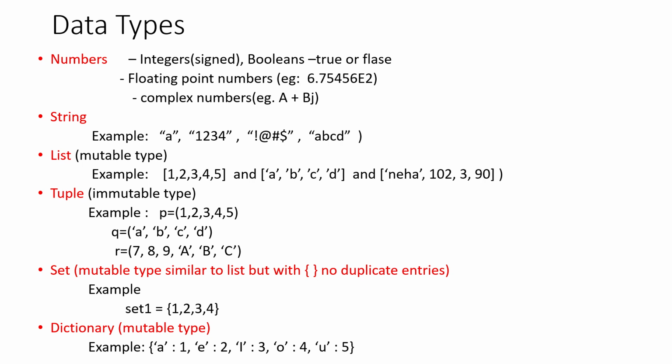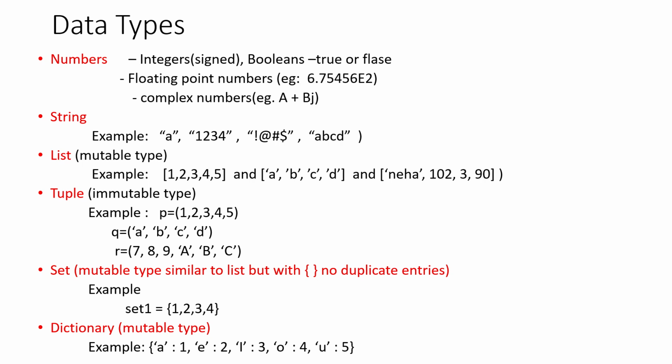And the string, you can use strings as single quotes or double quotes, and combinations within double quotes. You can specify the sequence of characters, 1 2 3 4 like this. List is a mutable type.